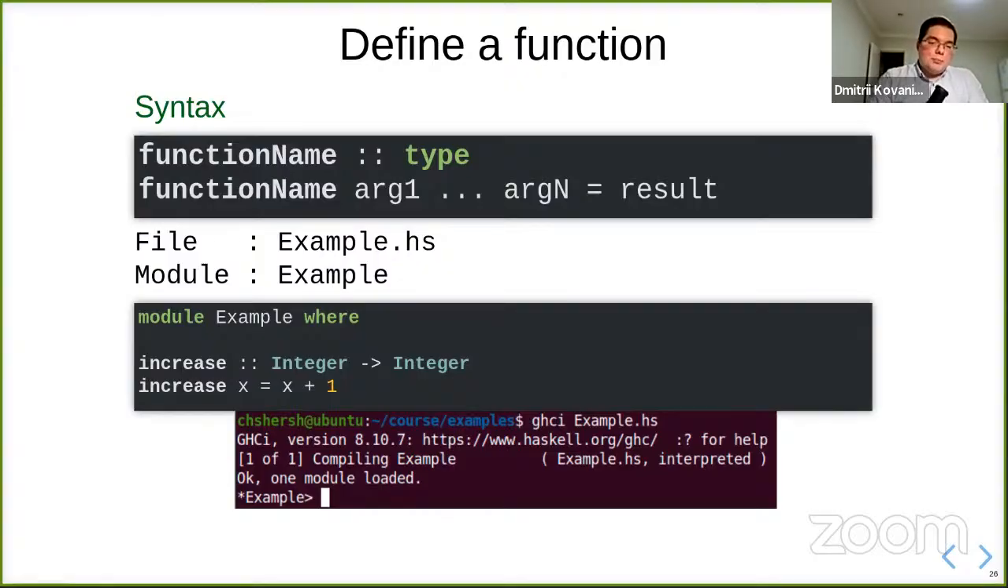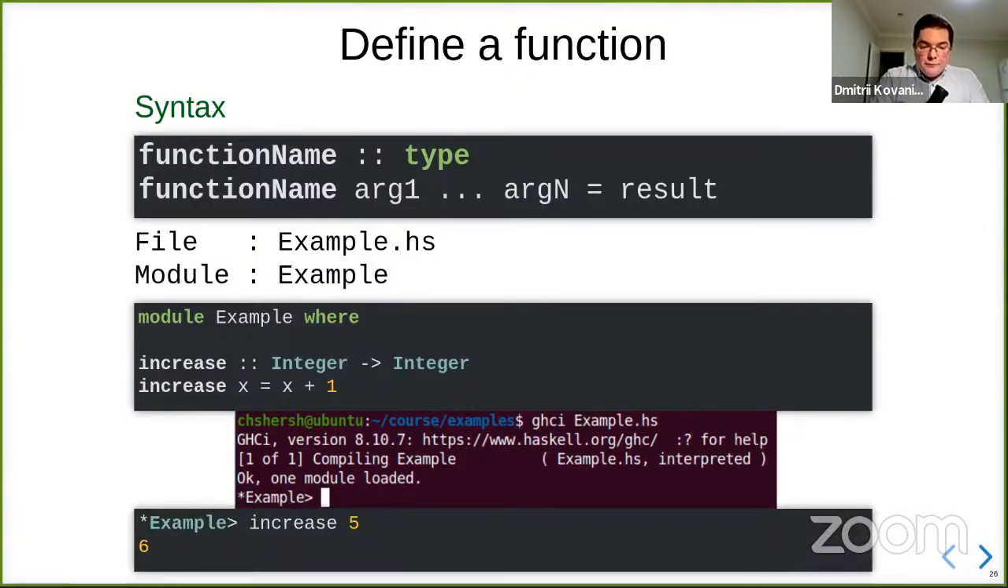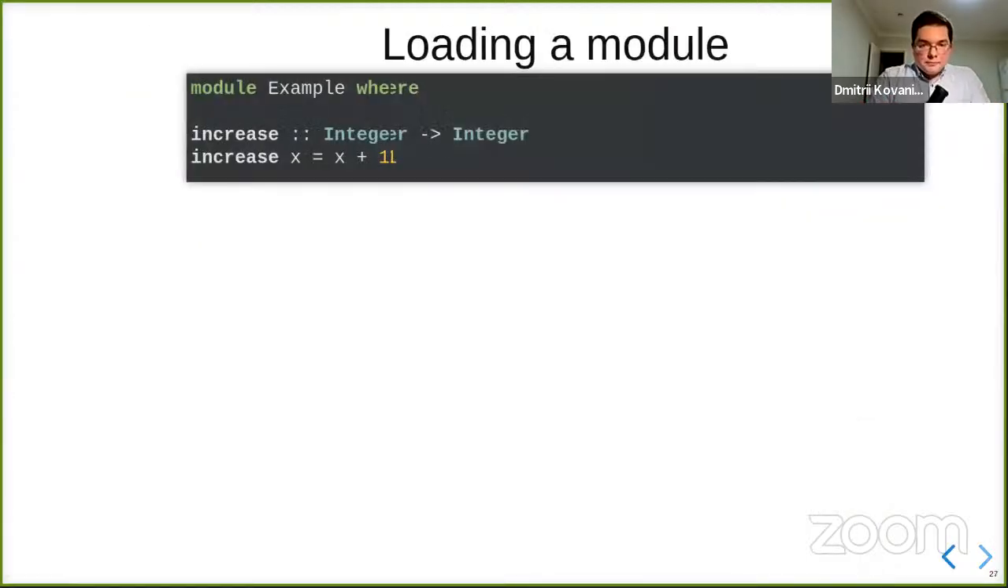And you see the prompt will change. It will now say Example because you are now in the Example module. And if we now call this function increase of 5, we will see 6. Okay, we wrote our first function and it works.